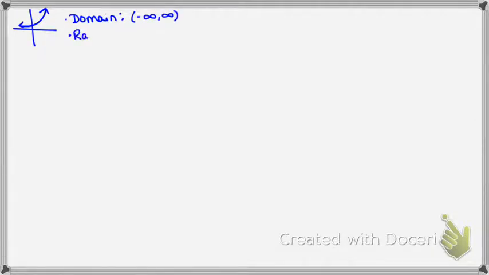My range, the y values. Does my graph keep going down? It does not. It keeps going down towards a 0, but it's not going to go past that 0. So we're going to put that it's going to start at 0, but 0 is not included, because remember, that's the x-axis and we're not going to touch it. And then does my graph keep going up? Yes, it does. So it goes up to infinity.